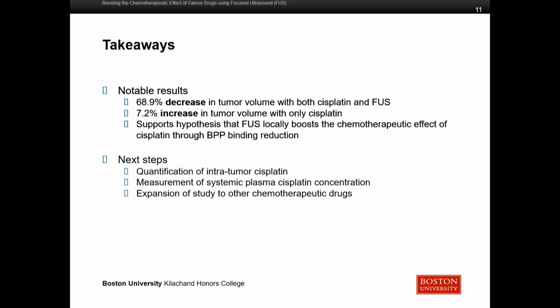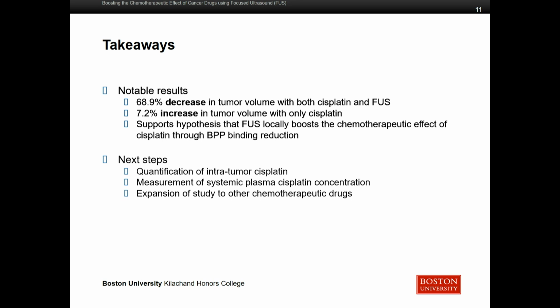So the next things we have to do are some technical details. First, we have to make sure that there's actually a lot of cisplatin inside the tumor. We have to quantify how much cisplatin has actually made it in there. We have to make sure that there's no increased cisplatin concentration throughout the plasma of the body, again, to ensure that this is a local technique and it's not elevating cisplatin levels throughout the mouse's body.